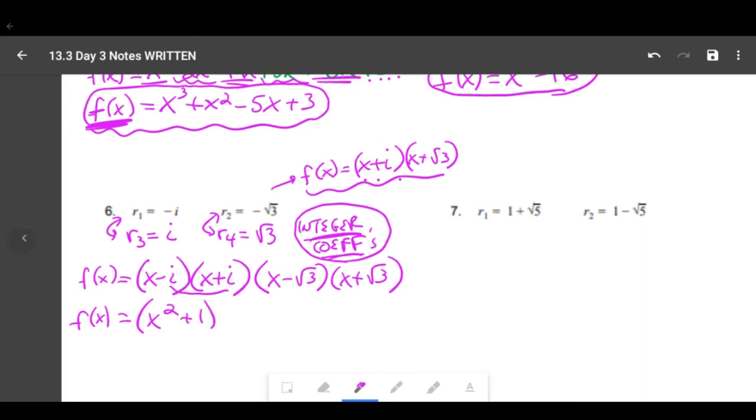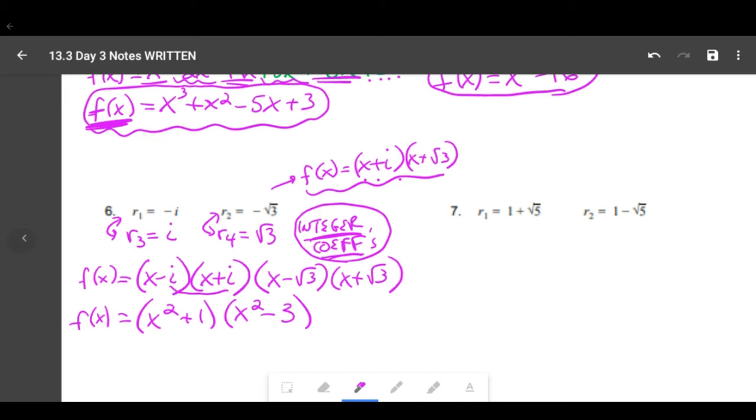If you're not sure, write it off to the side and then simplify it out, okay? Same thing over here. I'm going to have x squared minus, well, square root of 3 times square root of 3 is just 3, right? Square root of 9, which comes to 3. And it's a minus sign because I have a negative times a plus.